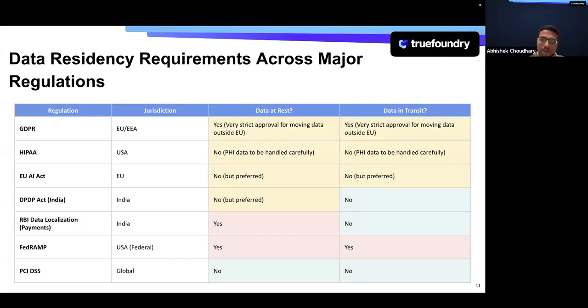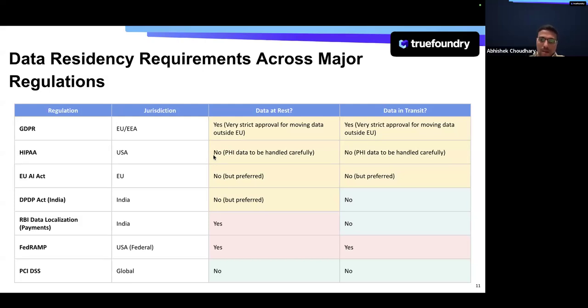This is just a brief table of what matters for which compliance act. Depending on which industry you're working in, these things will vary. For example, in GDPR, your data at rest also has to be in Europe, and your data in transit also has to be in Europe. There are ways to bypass these rules, but you have to get very, very strict approval if you are moving data outside the EU. So most companies end up abiding by these rules.